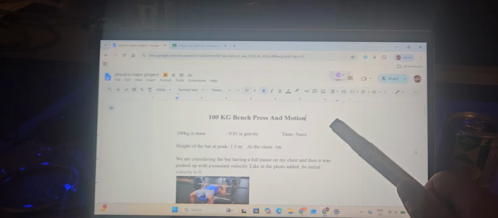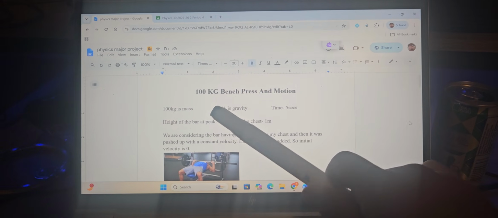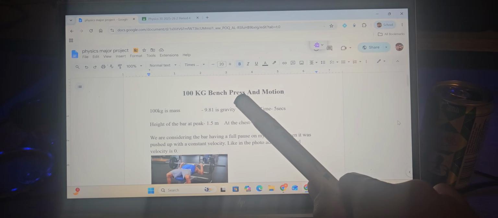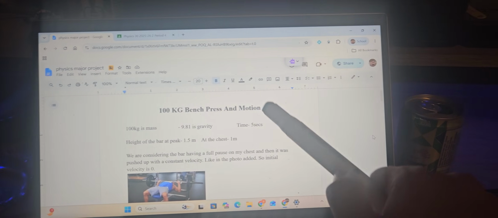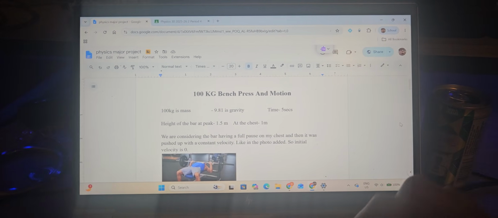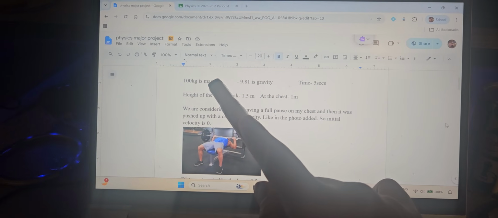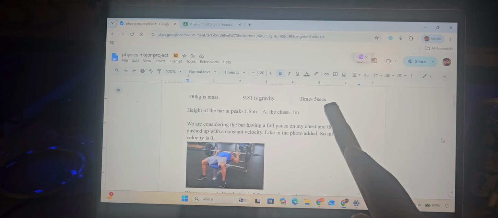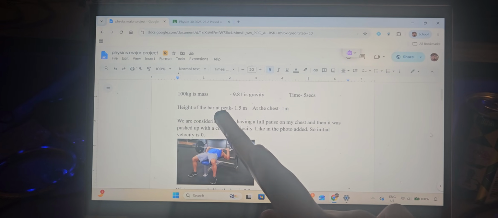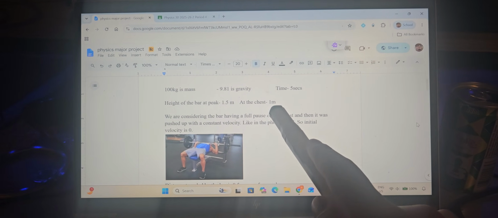Hello, we've got my physics major project. Basically, I took the 100 kg bench press and combined it with everything related to motion we have done in this class, and energy and all that stuff. So this is the important stuff. I took 100 kg as my mass. That's the gravity. That's the time I took, and the height of the bar, and the height at my chest.